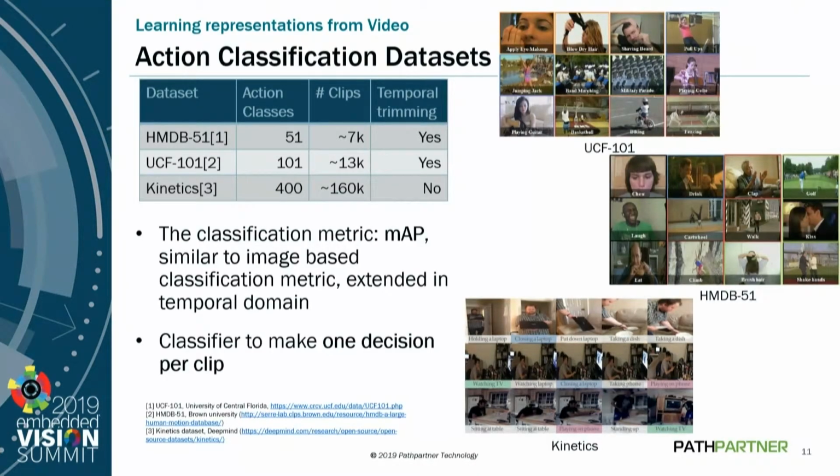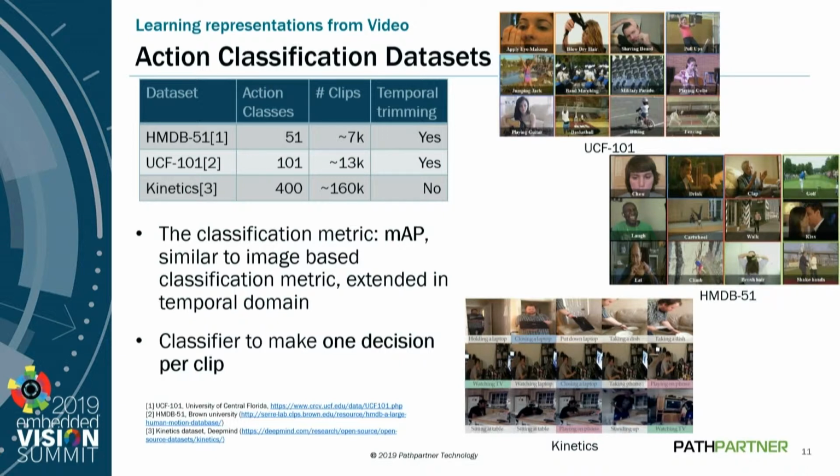And typically the standard data sets that are used to evaluate these kinds of algorithms are UCF 101, HMDB, and Kinetics. Kinetics is relatively recent. It was just published by DeepMind, I believe, a couple of years back.